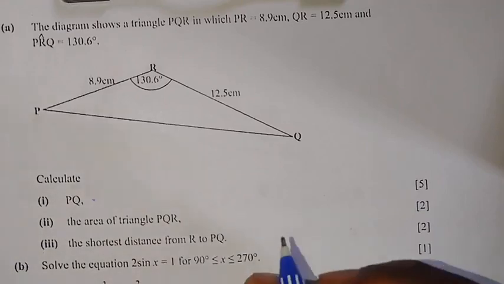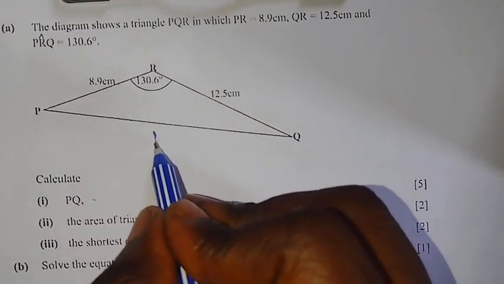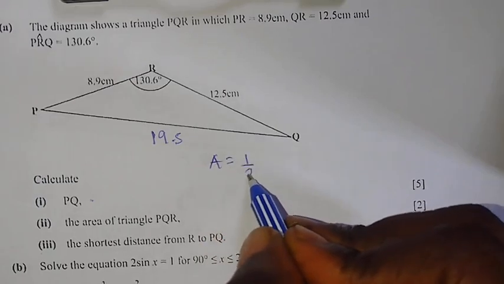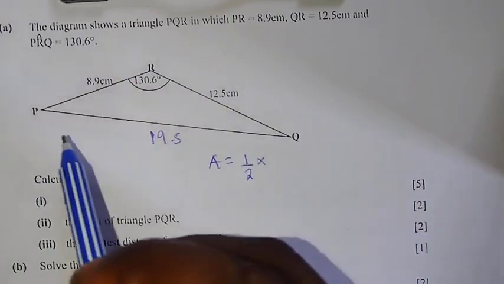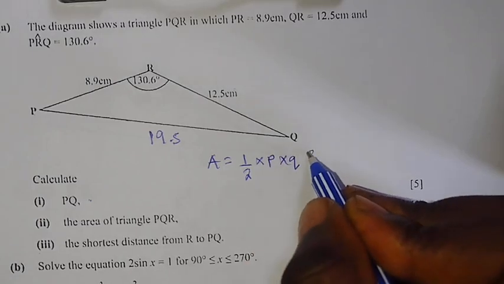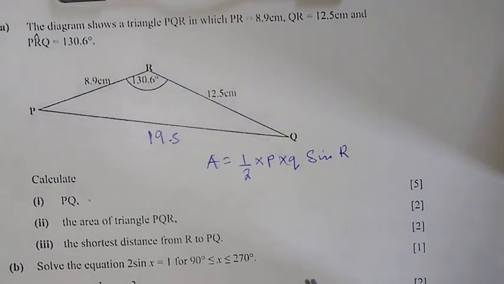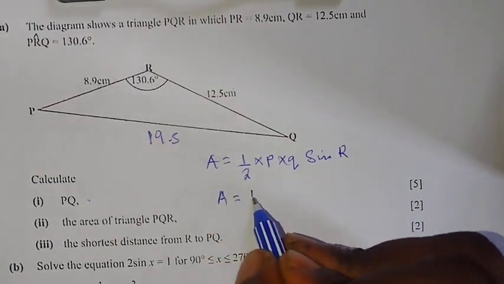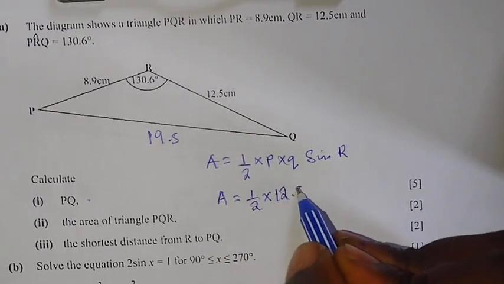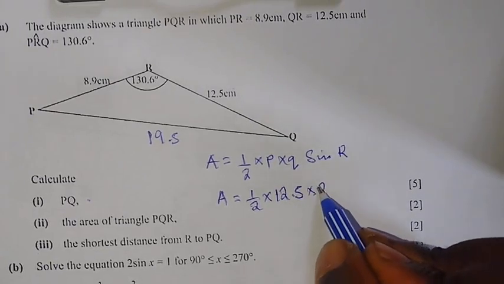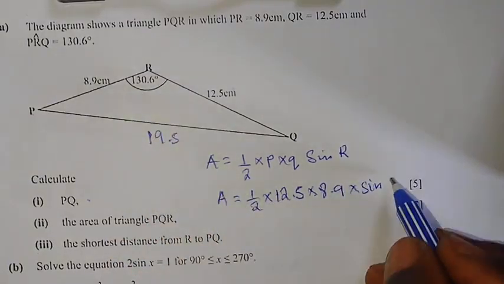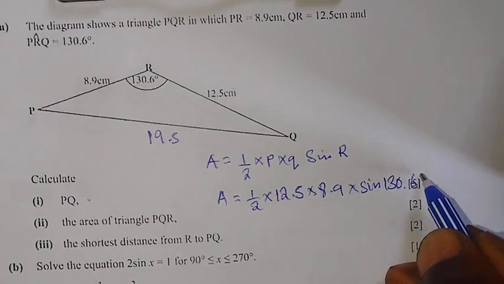So to find the area of this triangle, remember PQ, I've said this is 19.5. So the area of this triangle is going to be half times, so we have this side P, we have this side Q, half times P times Q, then sin R. This is the formula. So area equal to half times, so P is 12.5, then Q is 8.9 times sine, where there is R and the angle is 130.6 degrees.